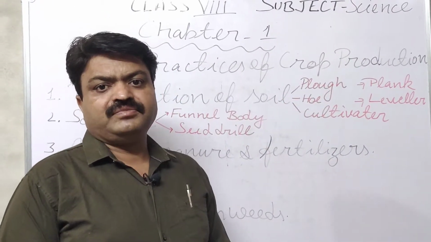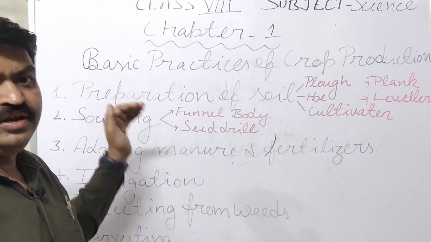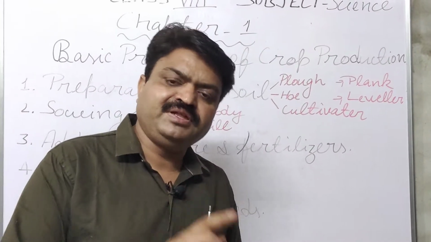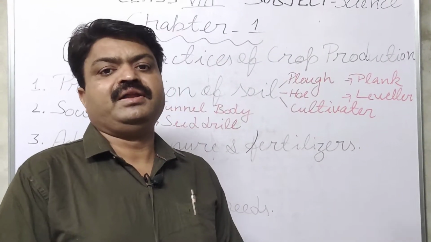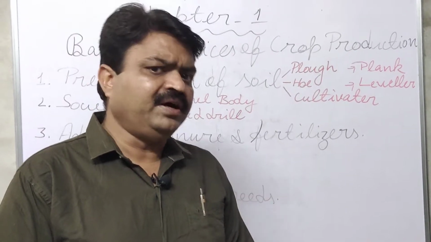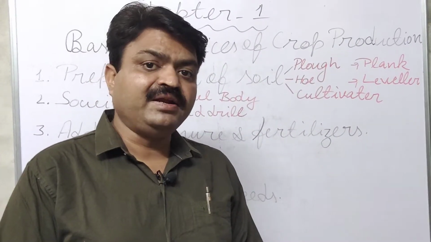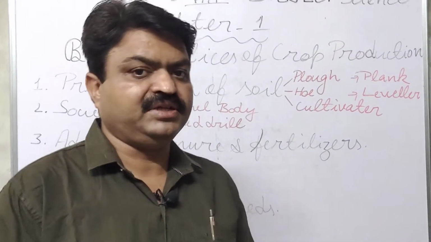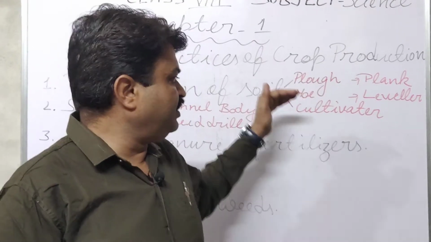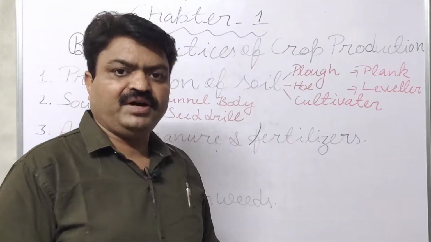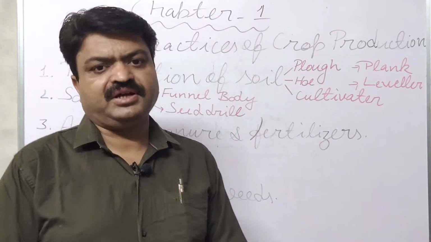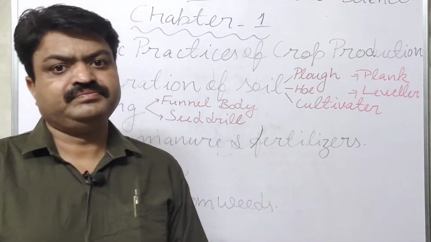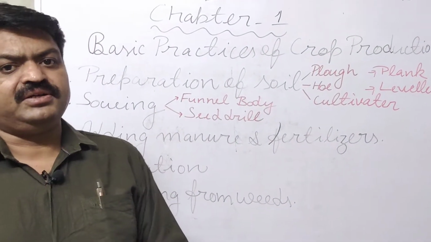Hoe is also an agricultural tool, student. It also contains one triangular strip, and with the triangular strip an iron rod is found, and with the help of that the farmers can remove the weed from their fields. Weed means unwanted or undesirable plants. Now in modern farming, student, generally the farmers use the tractor. They don't use animals like the bull or the ox. They use tractors.